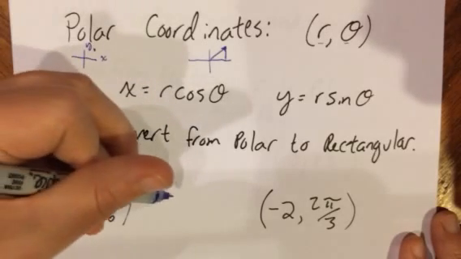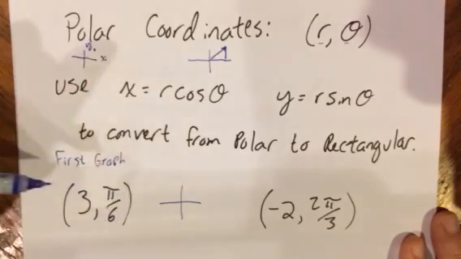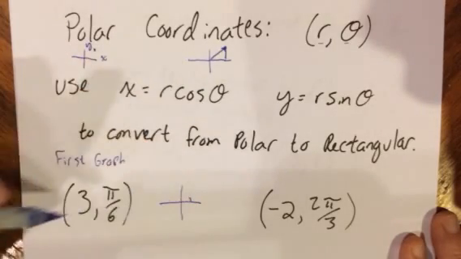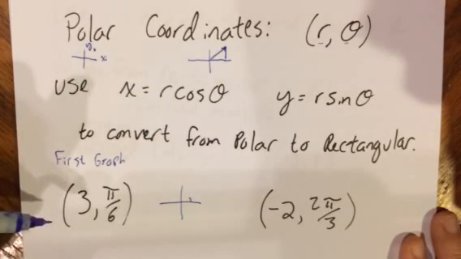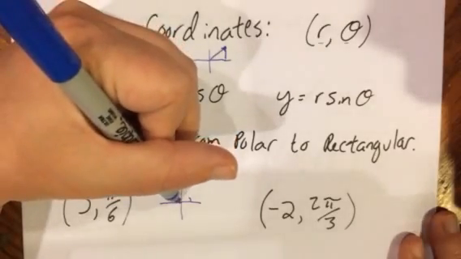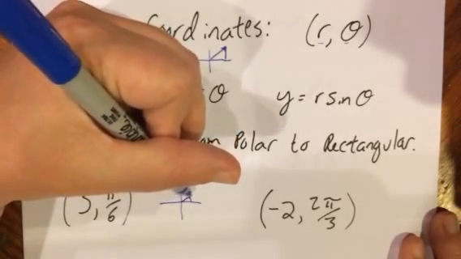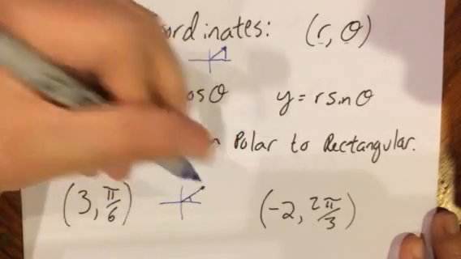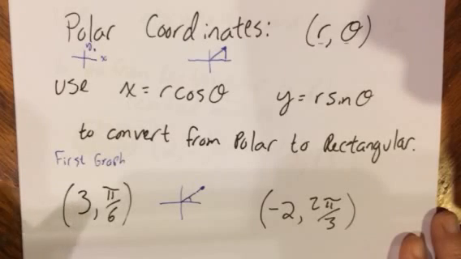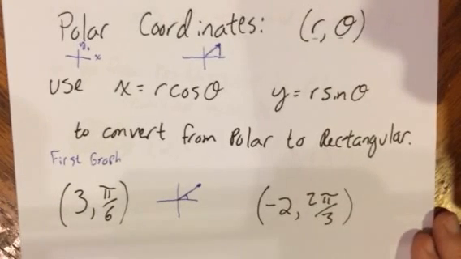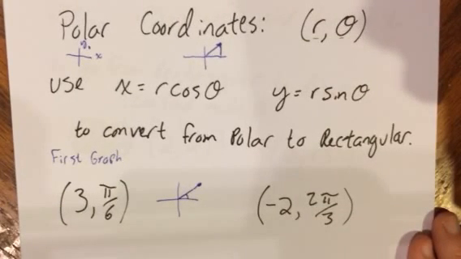So let's see, if I graph this, pi over 6 is about here. It's in my first quadrant. So it's up there somewhere, and I'm going 3. So it means 3 steps basically. 1, 2, 3. So I'm going to end up there. Okay, if I'm going to turn this into rectangular, then I'm going to use those equations above.